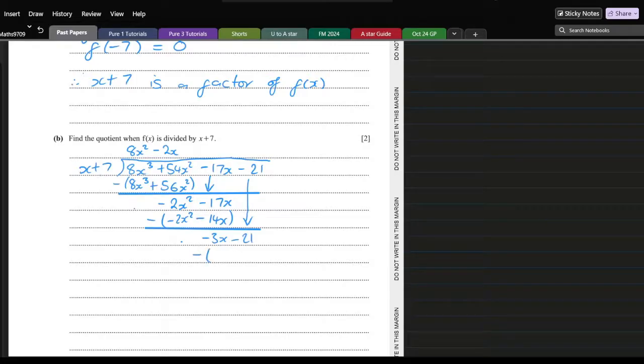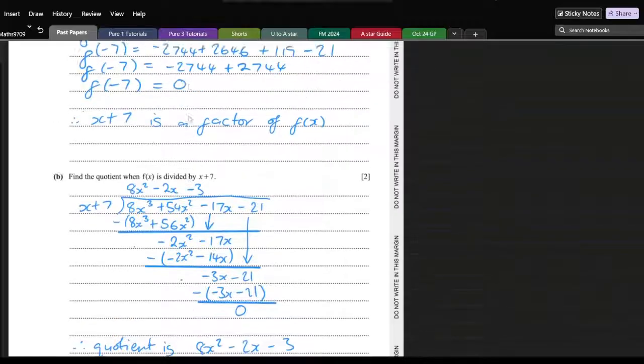Alright, so x into negative 3x gives us negative 3. Negative 3 times x, that's negative 3x. Then negative 3 times 7, that's negative 21. Okay, and so if we simplify, this should cancel out to give 0. So therefore, our quotient is 8x squared minus 2x minus 3, and that's our final answer.